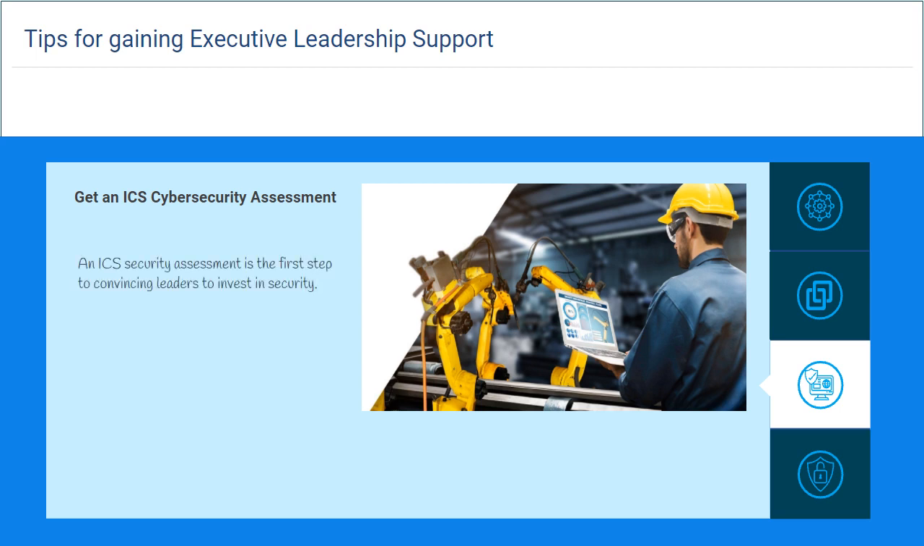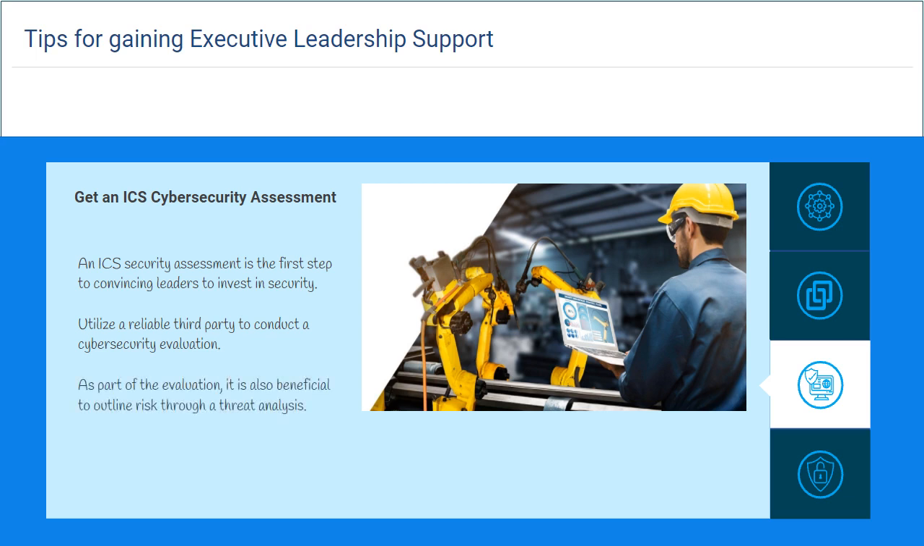When presenting leadership with the logistics of time and costs associated with investing in security, an ICS security assessment is a good first step. Use a trusted third party to conduct a cybersecurity assessment, which you can then present to your CISO to illustrate the current risk profile that the current state poses to safety, productivity, and quality. As part of the assessment, it is also beneficial to outline risk with a threat analysis that considers both the likelihood and the potential impact of a cybersecurity event on the business.